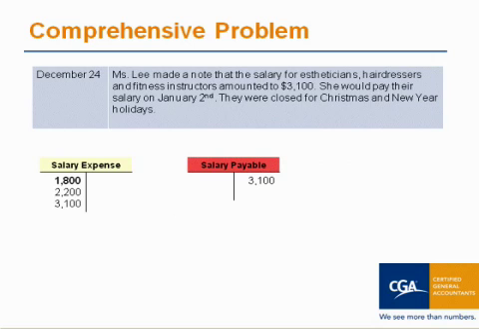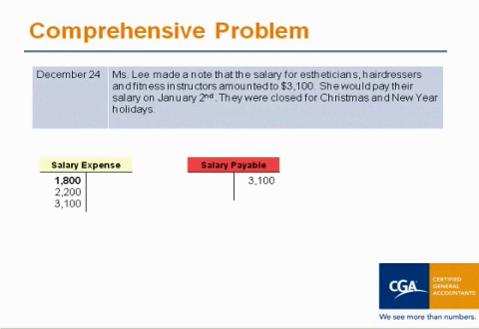Also on December 24th, Ms. Lee made a note that the salary for estheticians, hairdressers, and fitness instructors amounted to $3,100. She would pay their salary on January 2nd, and the company is going to be closed for Christmas and New Year holidays. So we need to recognize the salary expense.